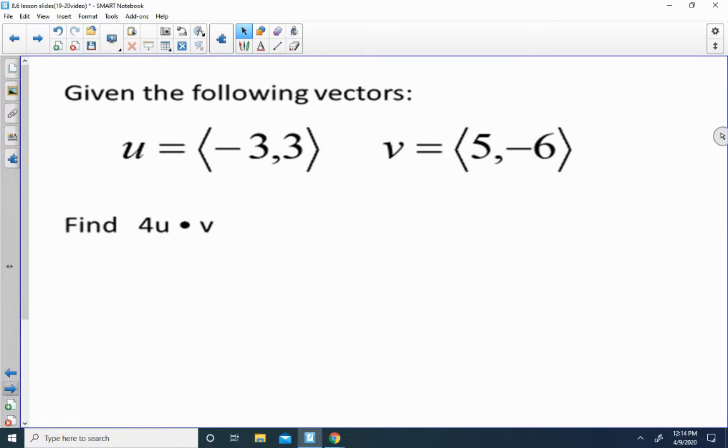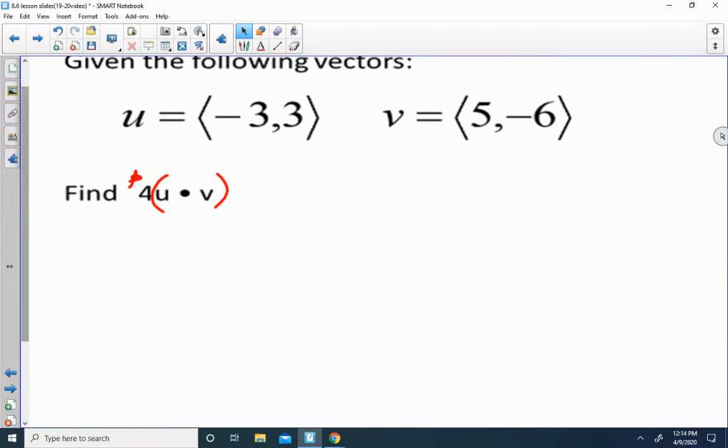So this time we do have a product of u times v, or u dot v, but now we also have a scalar. So in other words, once we find the dot product, we'll need to multiply by 4. So let's go ahead and do that. Let's do the dot product of u times v. We'll do that first. So u dot v.